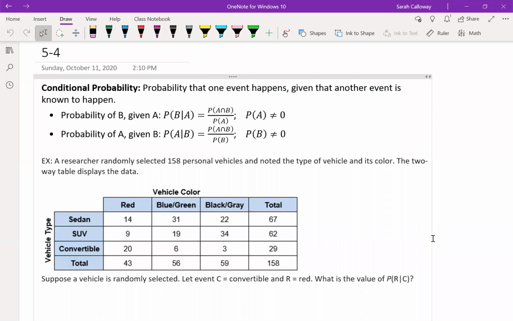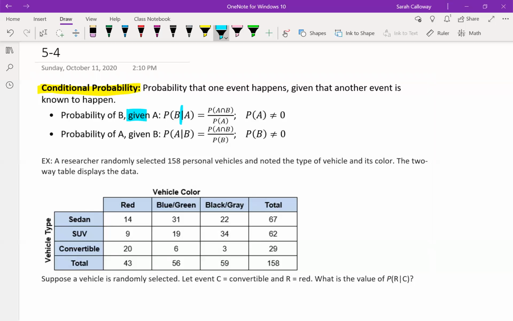This video is going to go over section 5.4 called conditional probabilities. Conditional probability is the probability that one event happens given that another event is known to happen. They give you two different formulas. The probability of B given A is written as probability of B and then a vertical line A. The vertical line represents the given. When you see that, that means given.